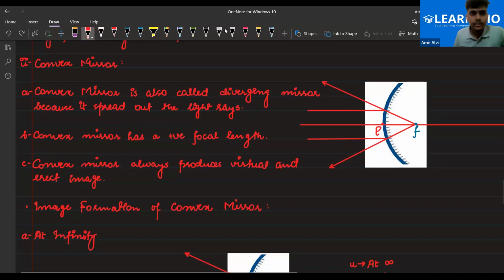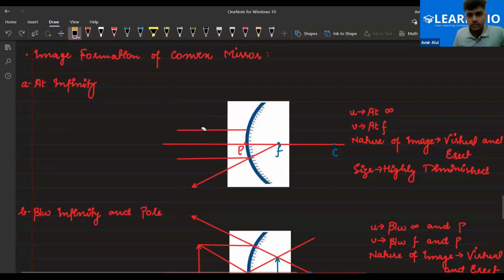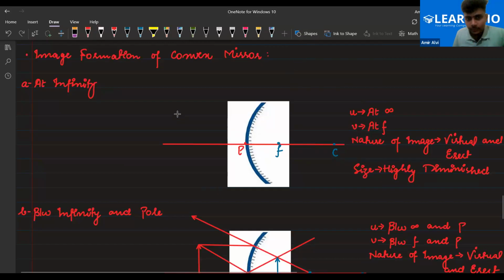Let's understand the first case of the ray diagram. So let me erase it. The first case is at infinity. That means the light ray will always strike the surface when the line is parallel. It will strike the surface and reflect back into the same medium, but it will spread out.